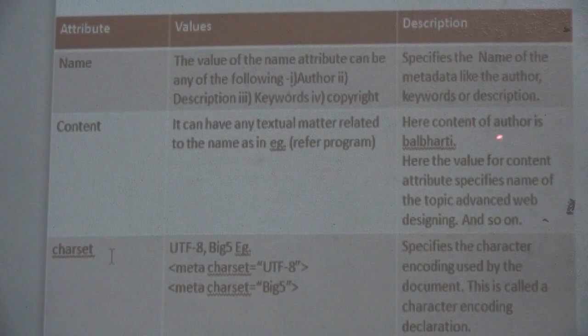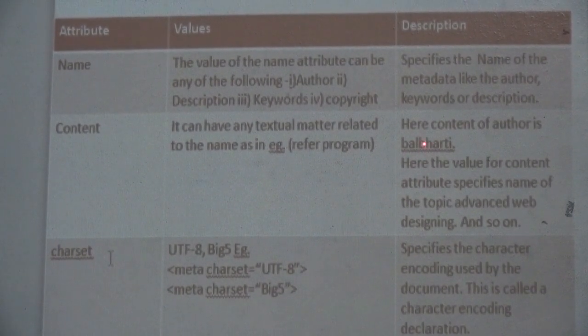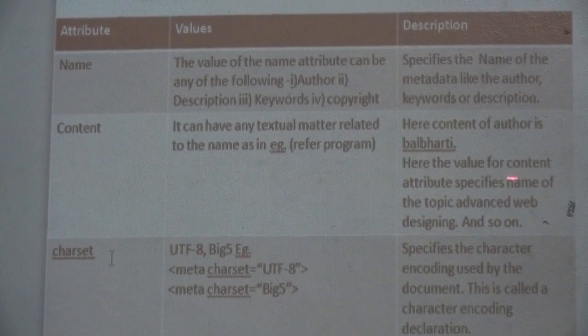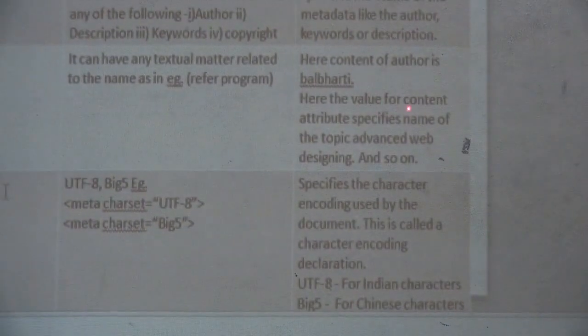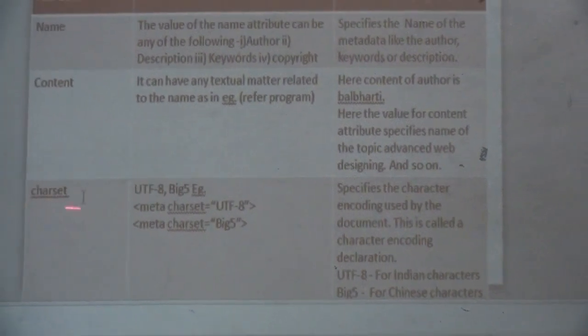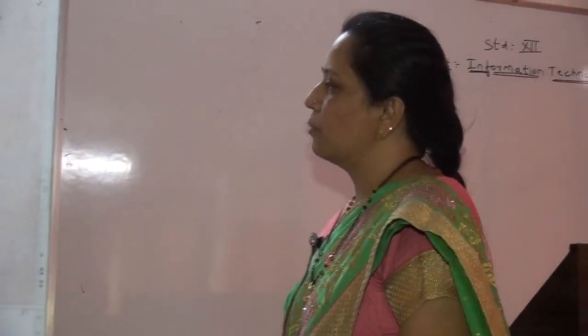Here the content of the author is Bal Bharti. Under this author heading we have these values. Here the value of the content attribute specifies the name of the topic, advanced web designing and so on. We have the first chapter name here. So we have the content attributes as name, advanced web designing, and the third is charset UTF-8. The long form of UTF is Unicode Transformation Format 8, and Big 5.